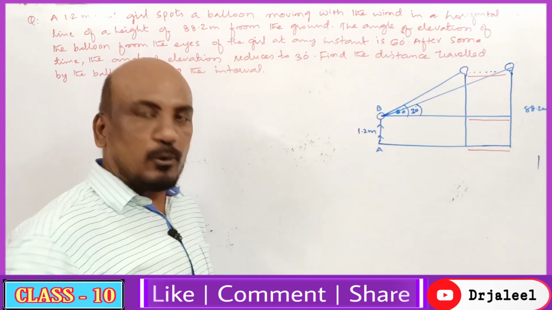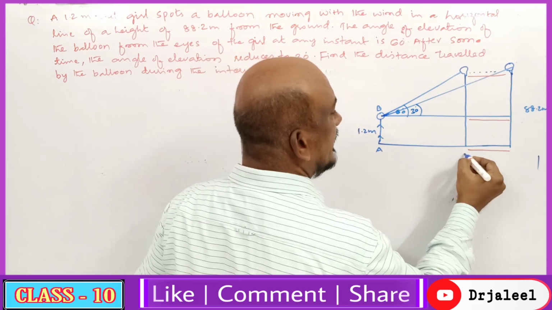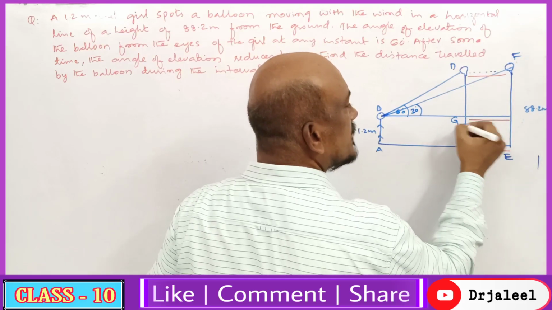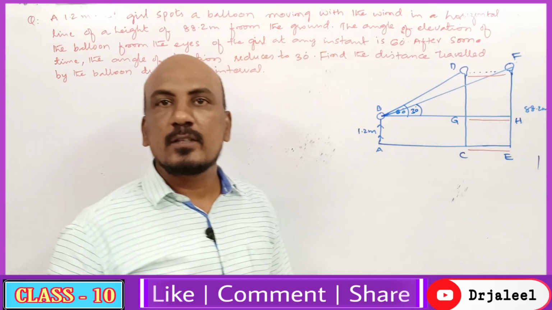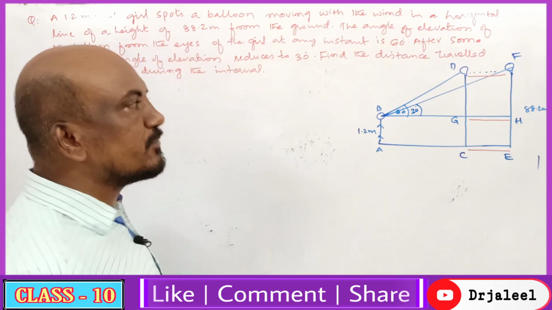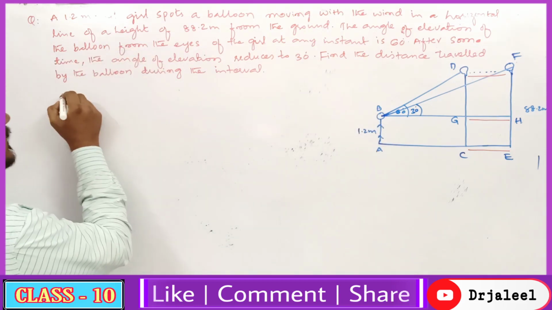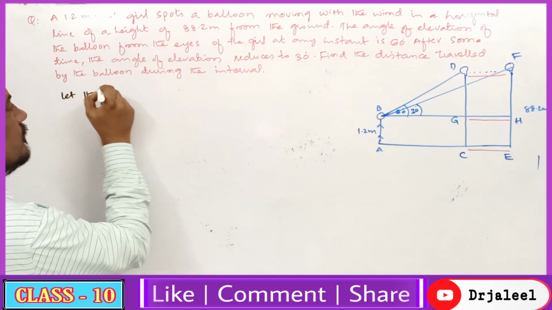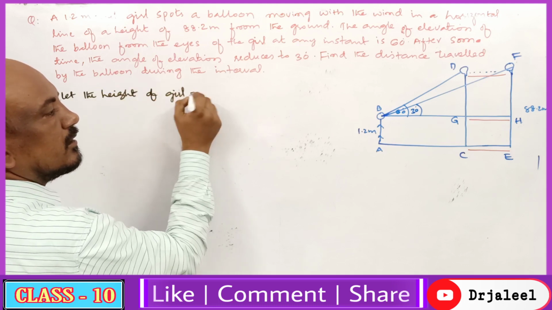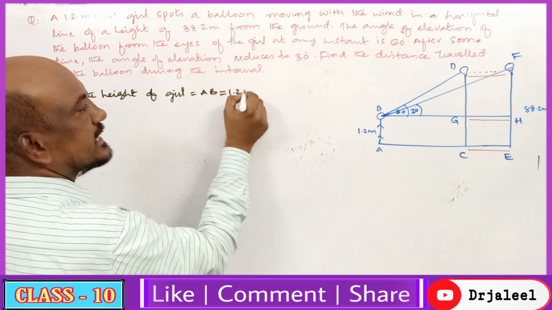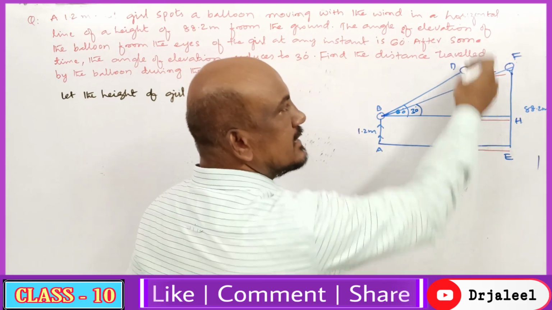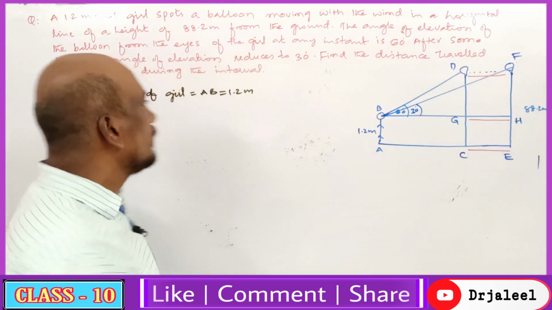So let us first denote the points, children. A, B are done. I will take C, D, E, F, and these points I will take as G, H. Now how can we describe this figure? AB is the height of the girl, so let the height of the girl be AB equal to 1.2 meters, as already given. Then the height of the balloon is CD, or you can also write it as EF.